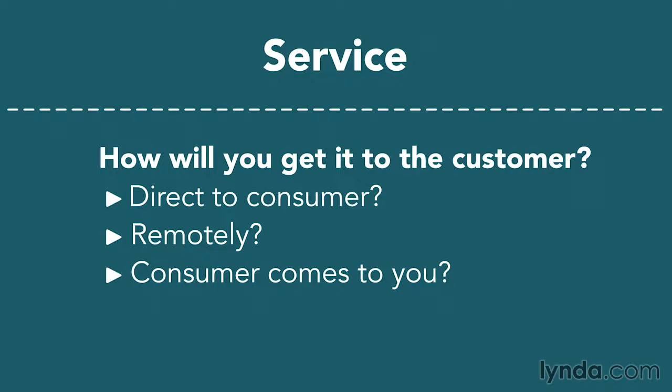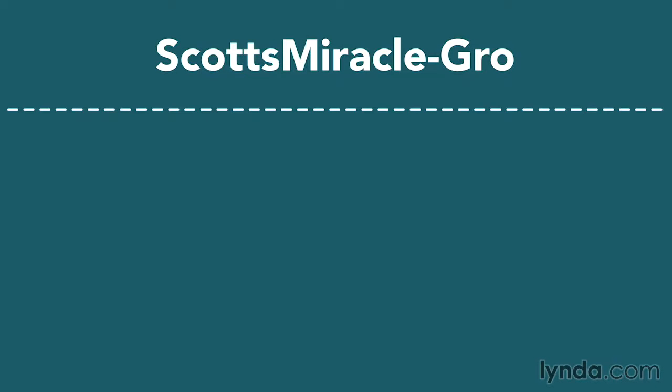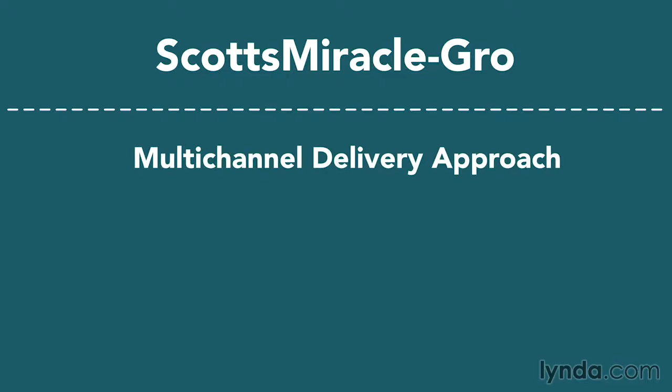And then once you've laid out how you're going to get that product and service to them, explain the operational hurdles and challenges you'll face, as well as how you're going to get over them. Let me illustrate some of the different ways that you can discuss getting your product or service to your customers. Scott's Miracle-Gro, which is mostly a consumer packaged goods company, has multiple channels and multiple products and services, which requires them to have a multi-channel delivery approach.